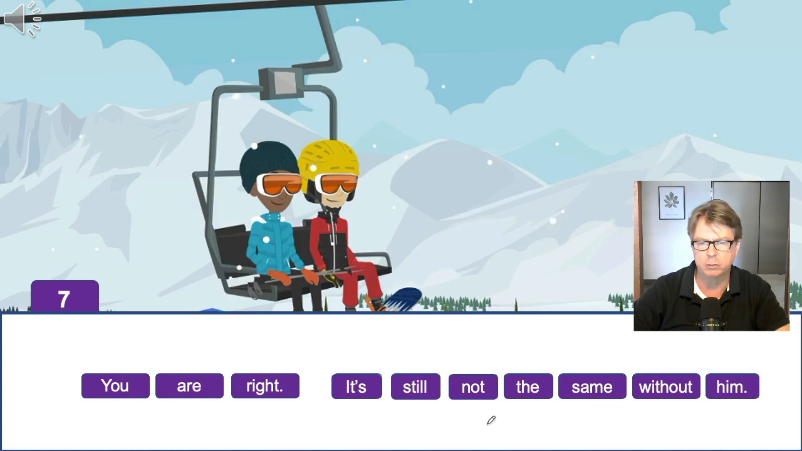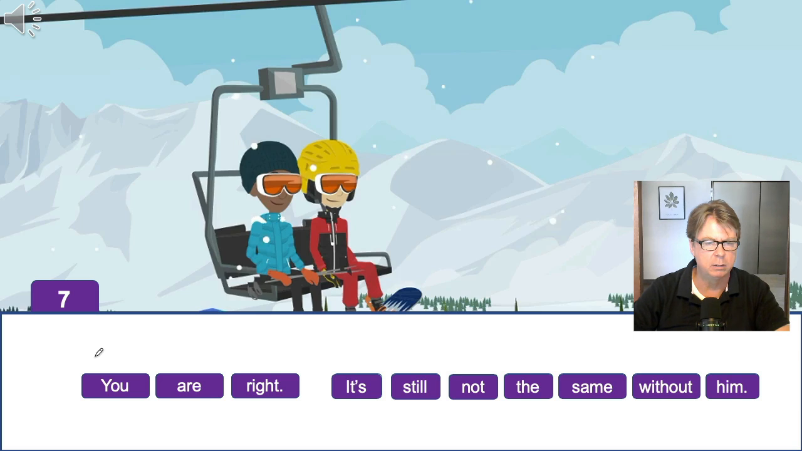So here, this is kind of a cool phrase. It's still not the same without him. Here she means if the person is there, it's going to be better or it's going to be more fun. So when something is missing and the thing that's missing makes something not as fun or interesting, we say it's not the same without, right? So here we're referring to a person. So if you say, oh, it's not the same without him, that means if the person was there, it would be more interesting or things would be different.